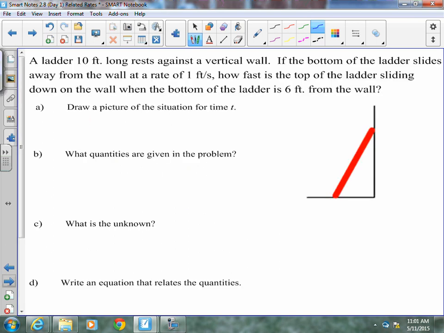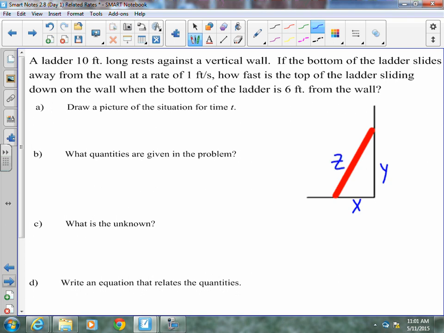Here's another example. A ladder 10 feet long rests against a vertical wall. If the bottom of the ladder slides away from the wall at a rate of 1 foot per second, how fast is the top of the ladder sliding down the wall when the bottom of the ladder is 6 feet from the wall? So I'm going to label these x, y, and z.